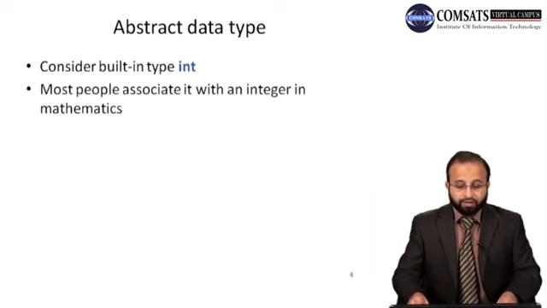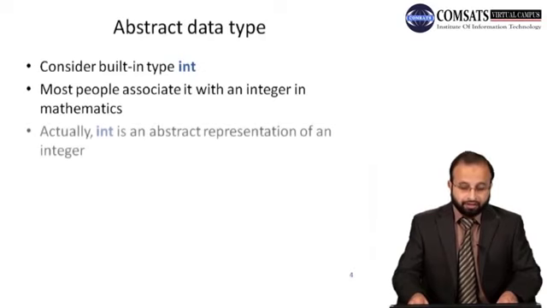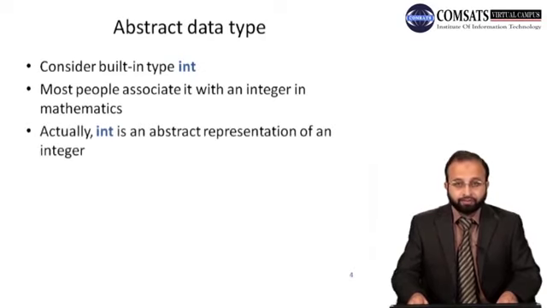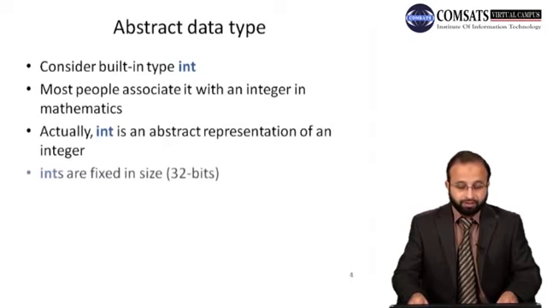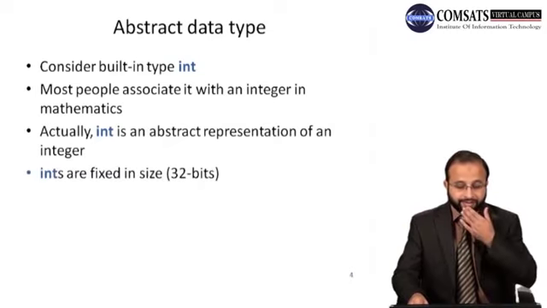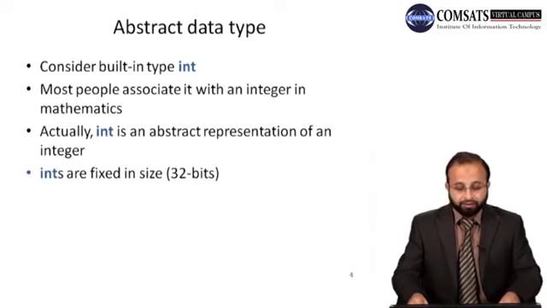Most people associate it with an integer in mathematics. When we write int x, it represents an integer in mathematics. But actually int is an abstract representation of the integer. Why do we say abstract representation? Because ints are fixed in size, that is 32 bits, in which 1 bit is a sign bit and the rest of the 31 bits are used to store the value.